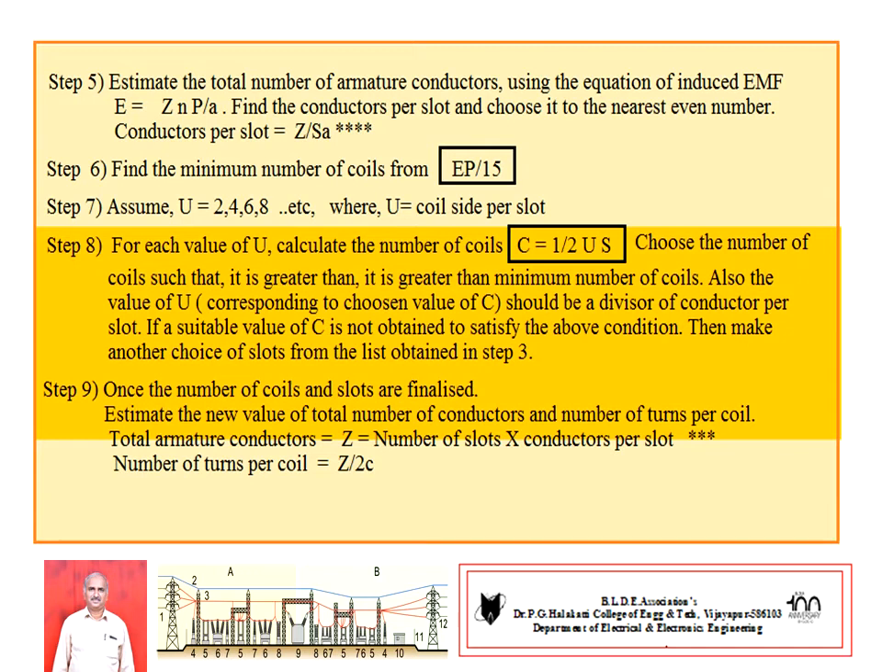Once the number of coils and slots are finalized, estimate the new value of total number of conductors and number of turns per coil. Finally, the total number of conductors is Z. This Z is also equal to total number of slots into conductors per slot. Number of turns per coil equal to Z divided by 2C.